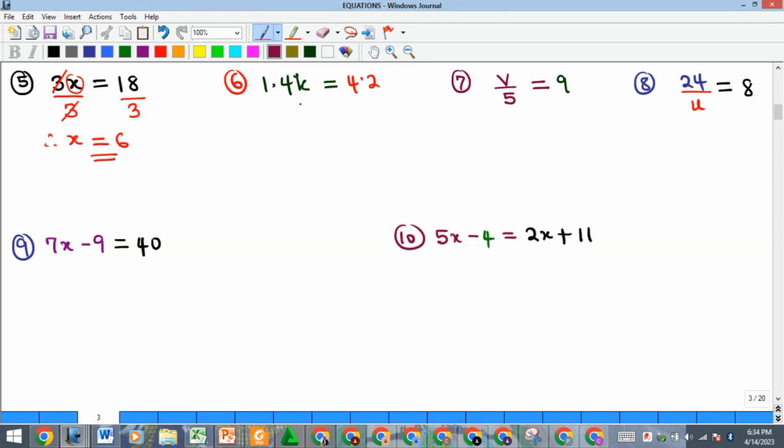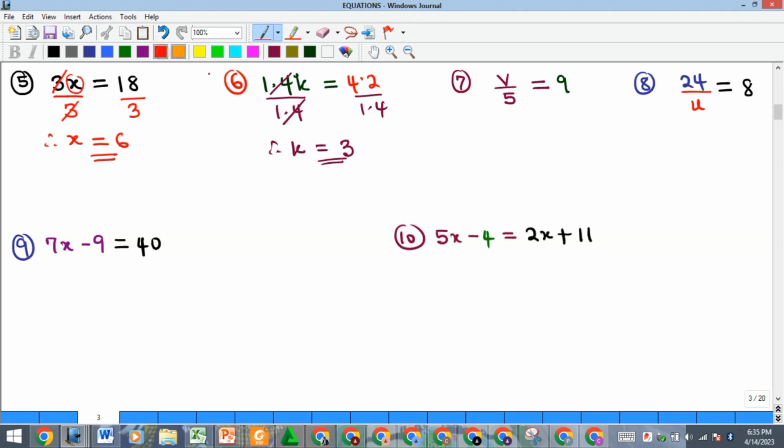So over to number 6 here, the same thing is applicable. I will also allow you to do this, or quickly, if you divide both sides by 1.4, this will quickly take away this, and so your k becomes 4.2 all over 1.4, and that is equal to 3. And of course, 1.4 times 3 will definitely give you 4.2.